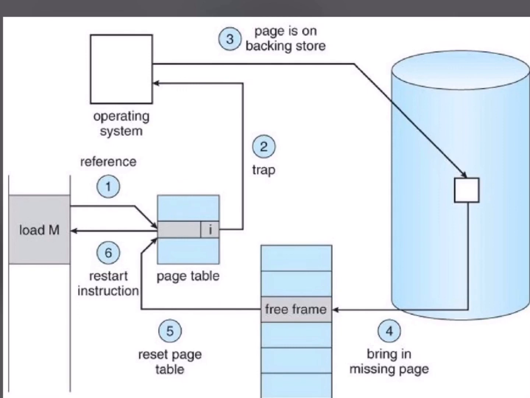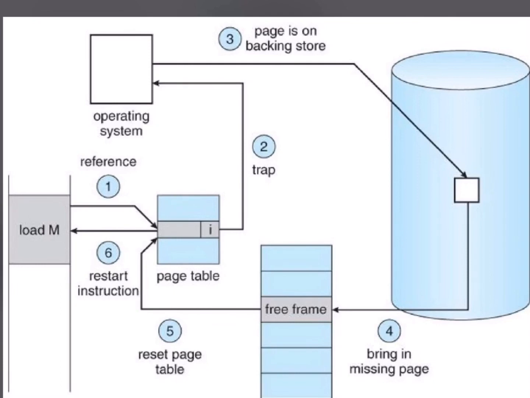Now obviously I will be replaced by V, where I means invalid. Now the page has been brought in, so the invalid bit is converted to the valid bit. Fine. Then we restart the instruction, and the page is available in the main memory.